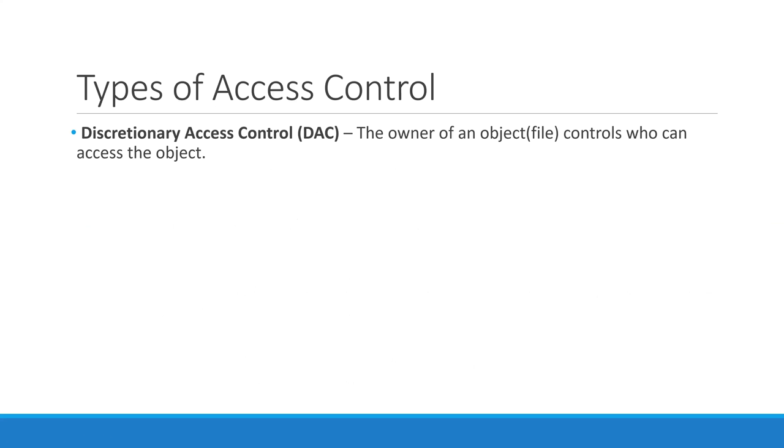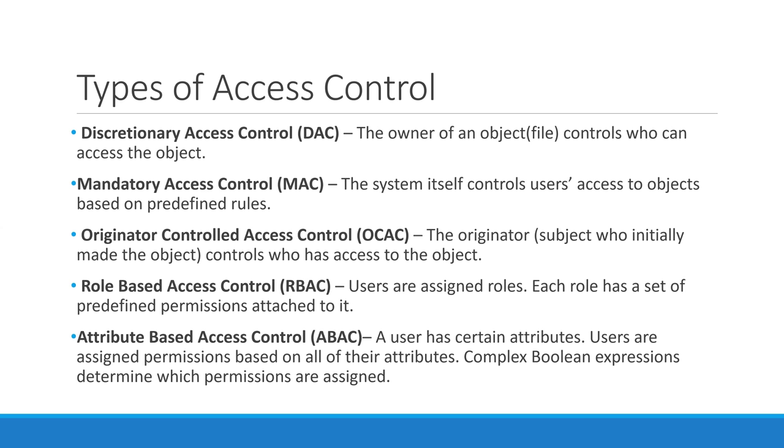Okay. So here are the five different main types of access control. I'll just quickly go over them. You should definitely know all of these and be able to give some examples of what kind of situation you would want to use one in, or given a situation, what method you would use that would fit that situation best.